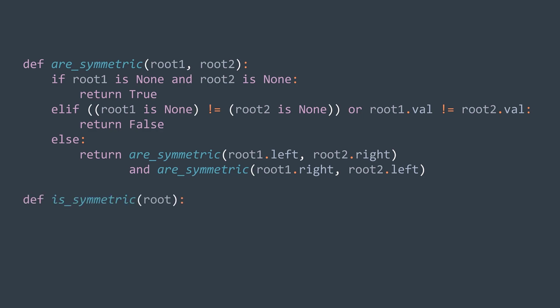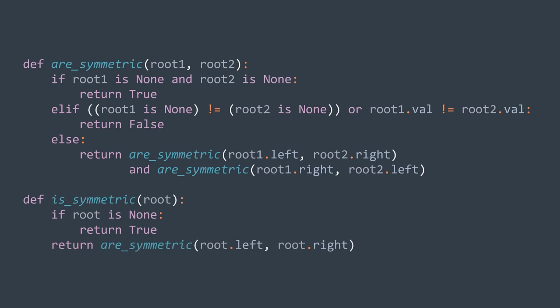And now in our main solution function, is symmetric, we first check that the input tree exists, because if it doesn't, we can directly return true. An empty tree is symmetric. Else, we check that its subtrees are symmetric to each other with the function we made now. We return r-symmetric root.left and root.right.